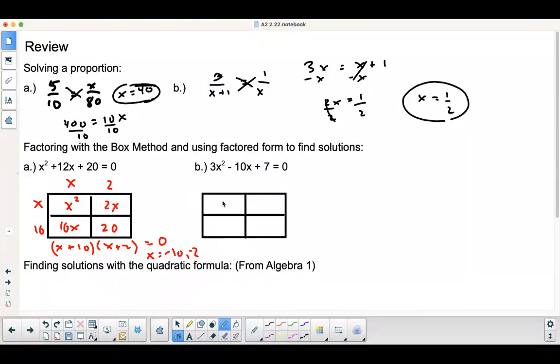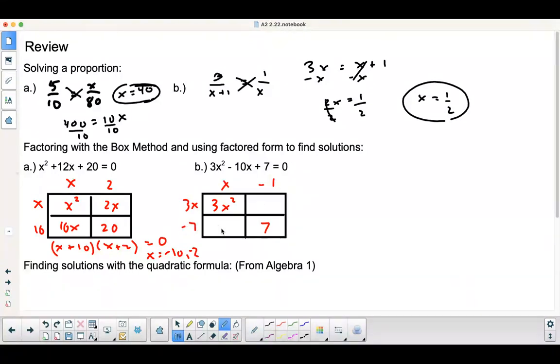Okay, over here, you put the 3x squared there and the 7 there. So 3x times x. And then you have 7 times 1, which would give me 1x and 21x. If I add those up, it does not work. Now, I need this to be negative, so you might figure out real quick that these are going to have to be negative. But I think I'm going to have to switch them. I think I'm going to have to put the 1 here and the 7 here.